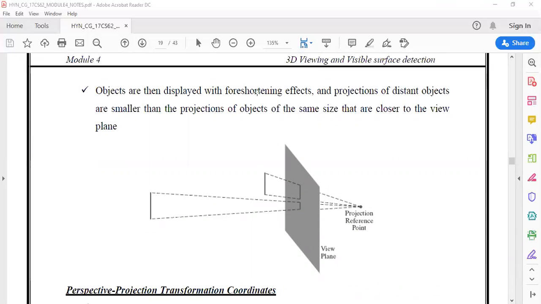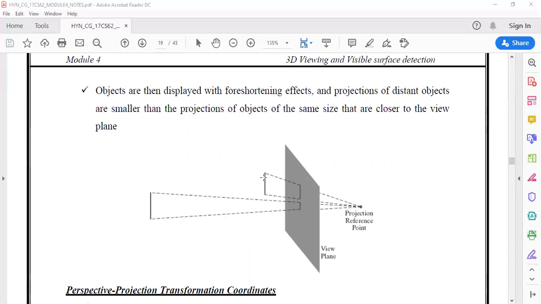So the objects are then displayed with foreshortening effects, and projections of distant objects are smaller than the projections of objects of the same size that are closer to the view. That means there is a difference between the perspective projection of an object which is very close to the view plane and the perspective projection of an object which is far from the view plane. The farther the object is, the smaller the view of the object we get on the view plane, right? I can see that particular object is very small in size, right?